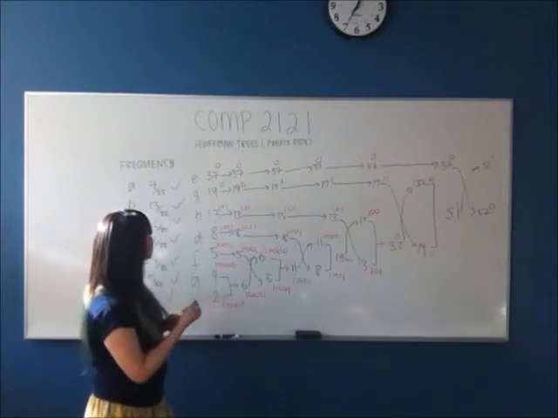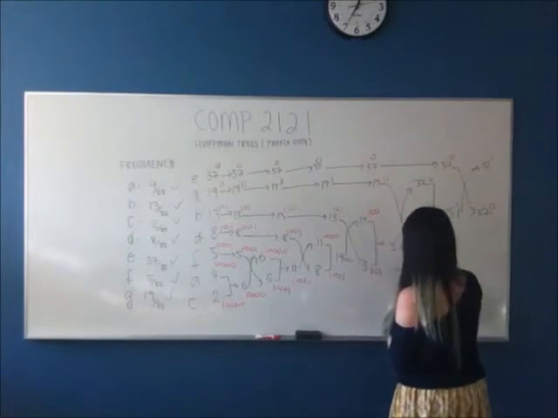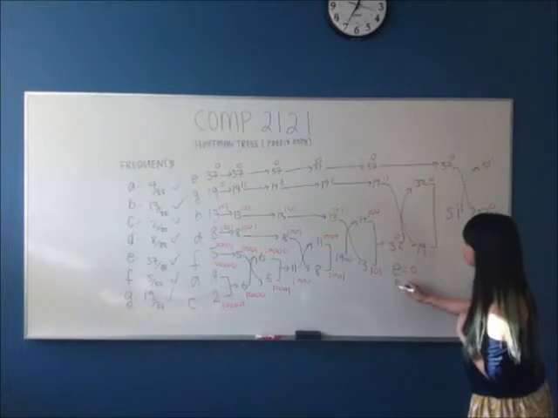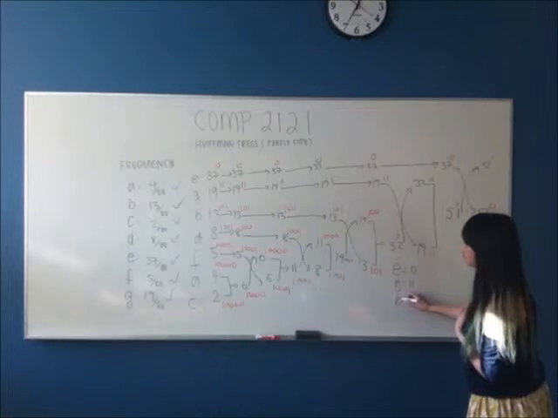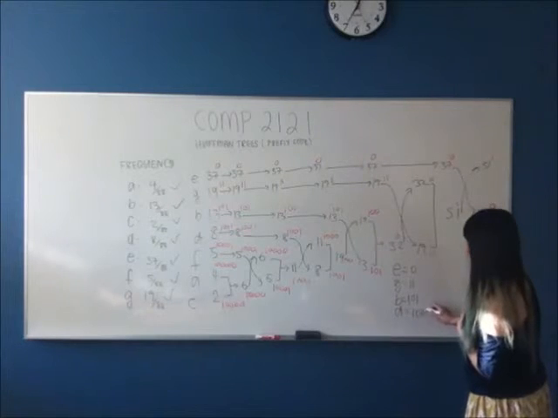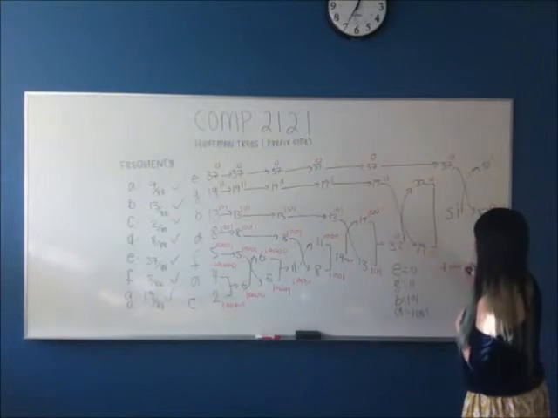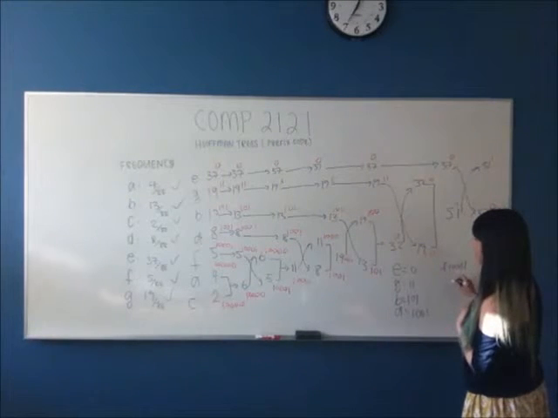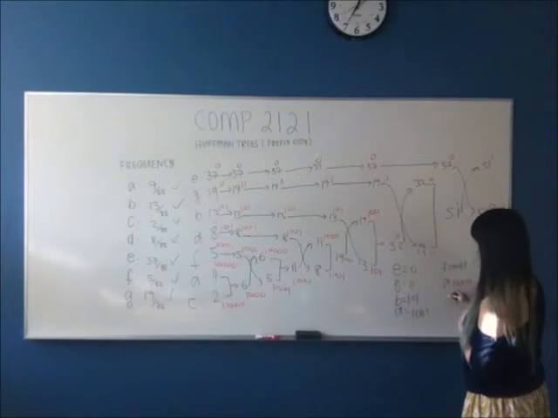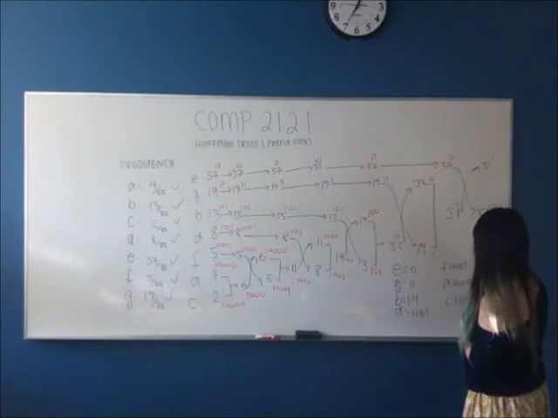So your prefix code for E would be 0, G is 11, B is 101, D is 1001, F is 10001, A is 10000, and C is 10001.